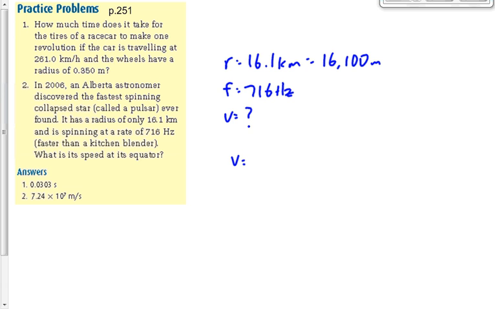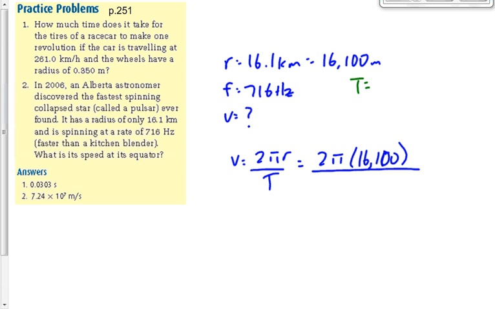And we know that V is equal to 2 pi r over T, and that equation is on our data sheet. We know what R is, easy enough. It's 2 times pi times 16,100, divided by the period. The period we don't know. We got to find it. But the period we can find by using the frequency. It's going to be 1 over 716 hertz. Somebody have a value for that, please?